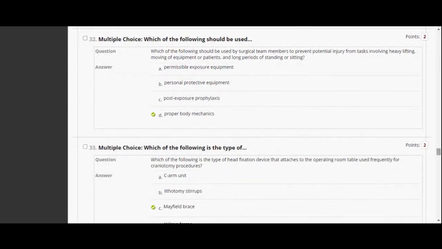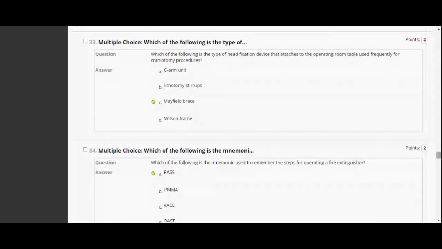Which of the following should be used by surgical team members to prevent potential injury from tasks involving heavy lifting, moving of equipment or patients, and long periods of standing or sitting? That's your proper body mechanics. Make sure you all have an incredibly supportive pair of shoes before you start clinicals. If you don't, your knees, legs, the back of your legs, your back in general, hips will all hurt after an 8-hour clinical day. So just make sure that you have good shoes.